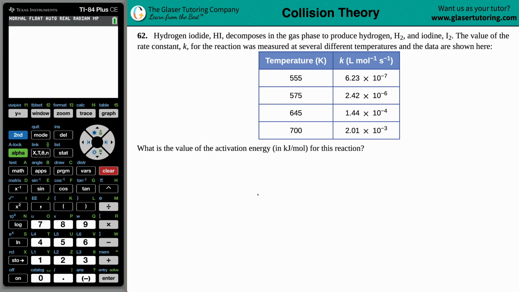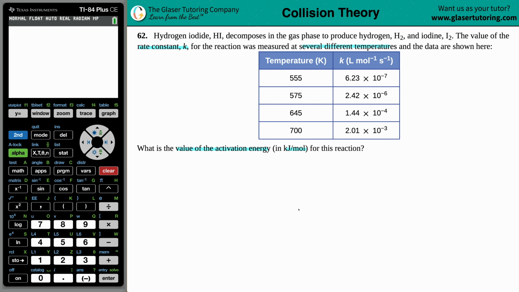Number 62. Hydrogen iodide, which is HI, decomposes in the gas phase to produce hydrogen, which is H2, and iodine, which is I2. The value of the rate constant, which is k, for the reaction was measured at several different temperatures, and the data are shown here. So here comes the question. It says, what is the value of the activation energy in kilojoules per mole for this reaction?